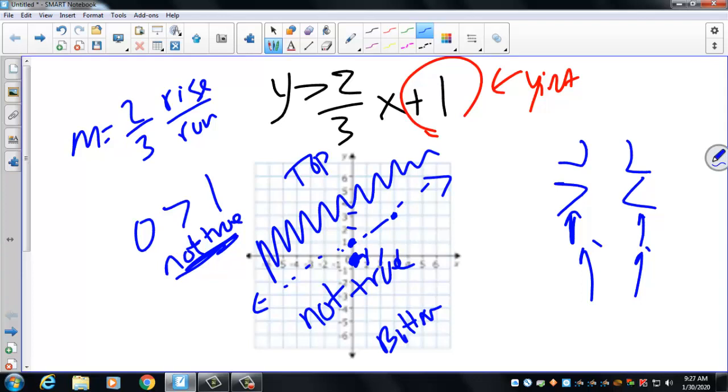Say it again. I said now I'm confused again. If it works, you shade the side that 0, 0 is on. If it doesn't work, you shade the side that 0, 0 is not on.